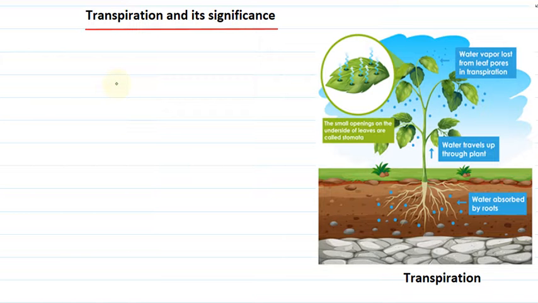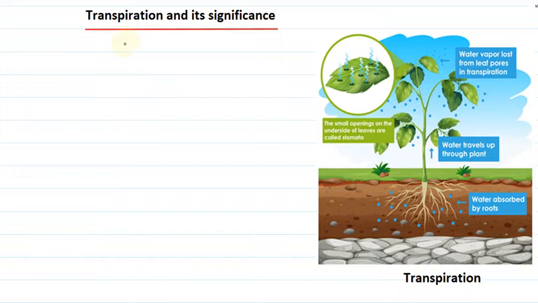The topic for today's video is transpiration and its significance. So in our previous video we had learned about stomata. This process of transpiration is somehow related to stomata. We will understand how stomata helps in transpiration.